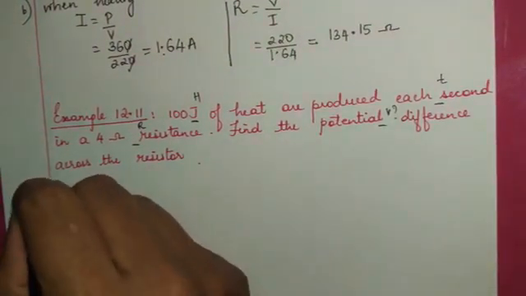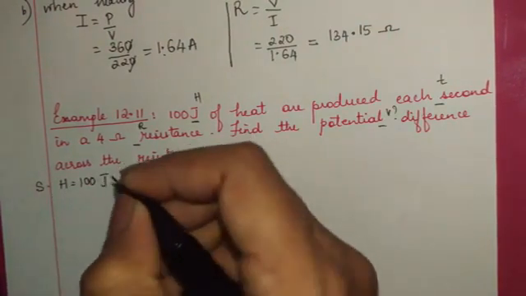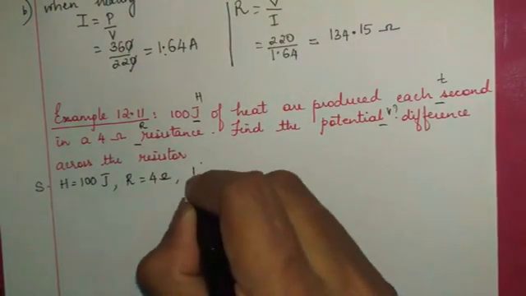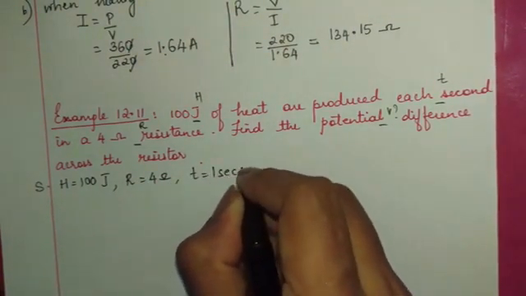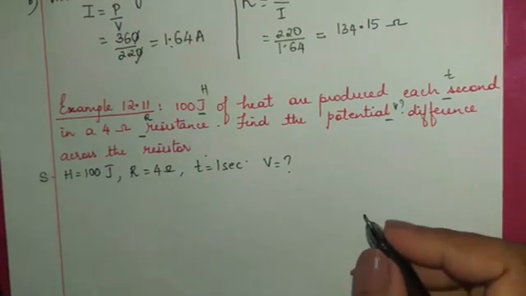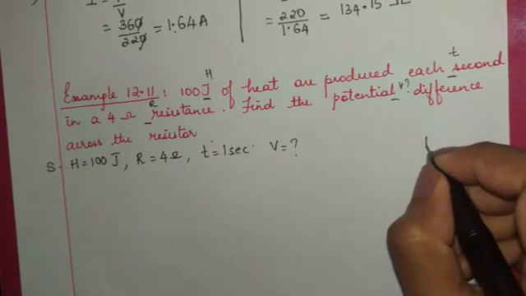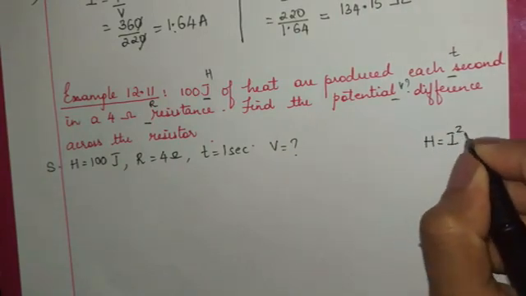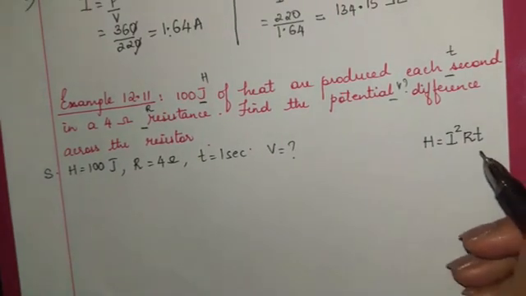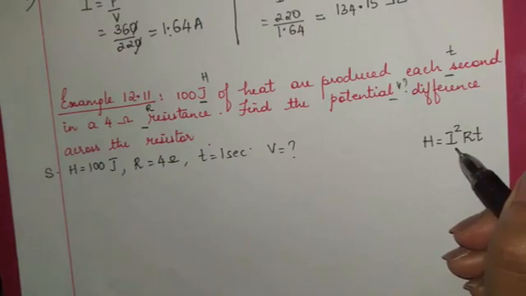So let us write what is given first. So H is equal to 100 joules. Then you are given resistance is equal to 4 ohms. You are given time as 1 second and you have to find V. So very simple. The formula that we know is H is equal to I square RT. But we need to find out I. Only from I we can find out V.